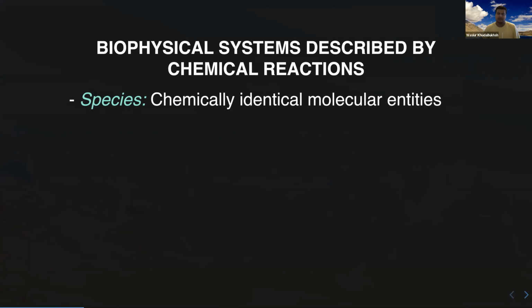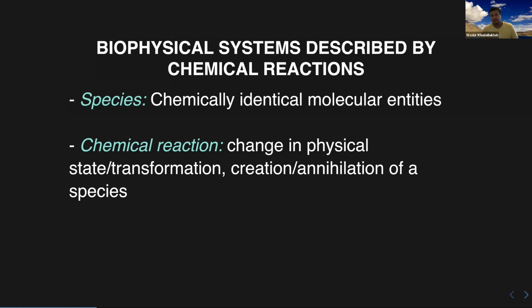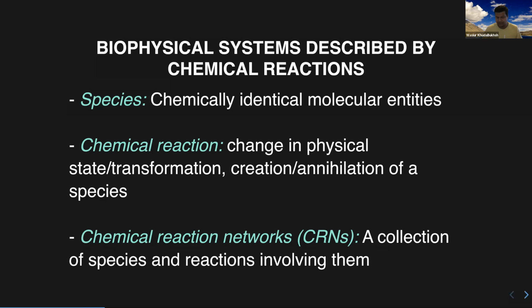So this talk is about biophysical systems that are described by chemical reactions. A chemical reaction involves what are known as species. So what is a species? Species are essentially chemically identical molecular entities. That's the formal definition. And then any change in the physical state or transformation or creation and annihilation of a particular species, those things are referred to as a chemical reaction. And then when we have a collection of species as well as a finite collection of reactions involving them, that's what we call a chemical reaction network.